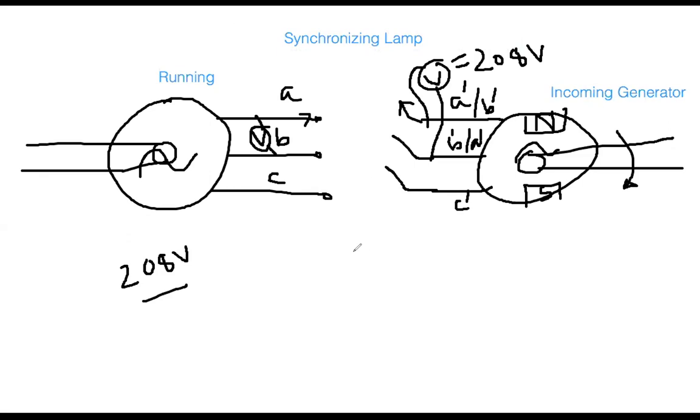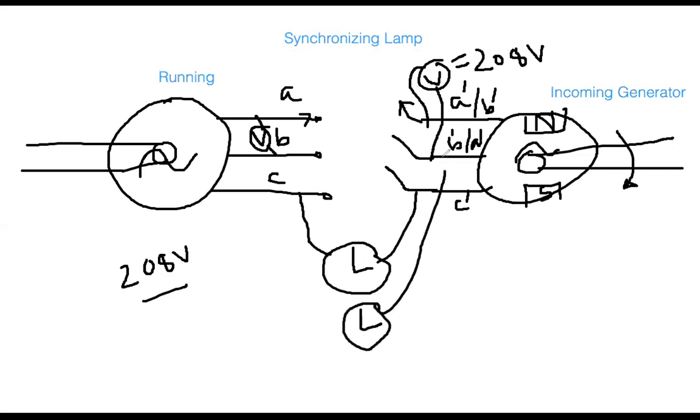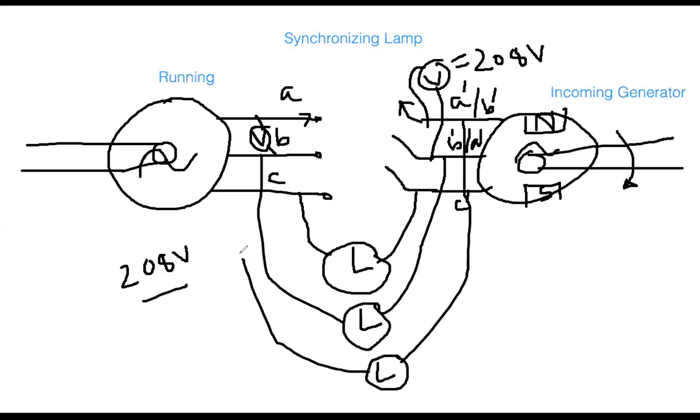So what is the method? What will you be doing? For example, you have one lamp here. Connect the lamp here. Then you have a second lamp. You connect it here and here. And then you have the third lamp. You connect it here and here. So as you can see, three lamps are connected to the three corresponding phases. And then you are making sure that they have the same phase sequence.